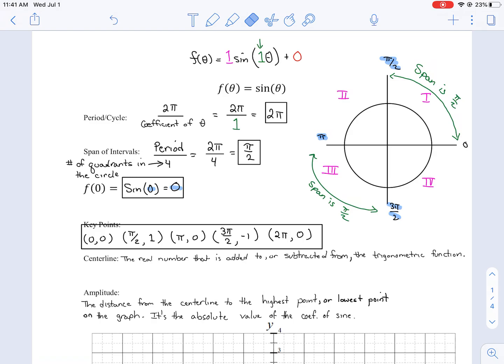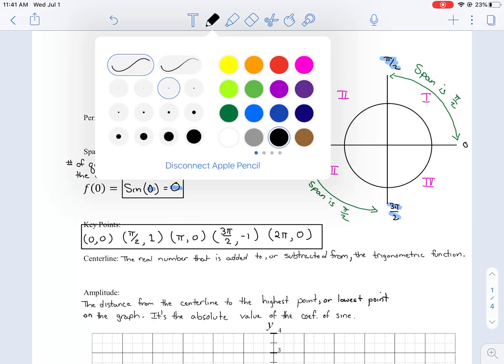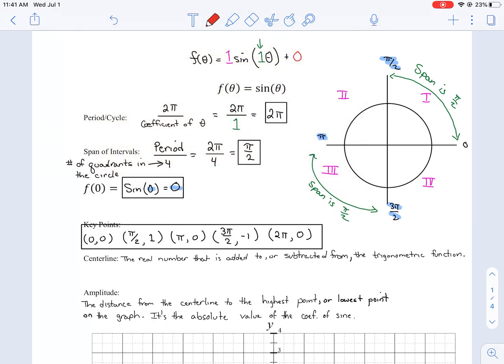Finally, we have the center line, and the center line is the real number that is added to or subtracted from the trigonometric function. So the number that is added to this function is 0. So the center line is y is equal to 0.